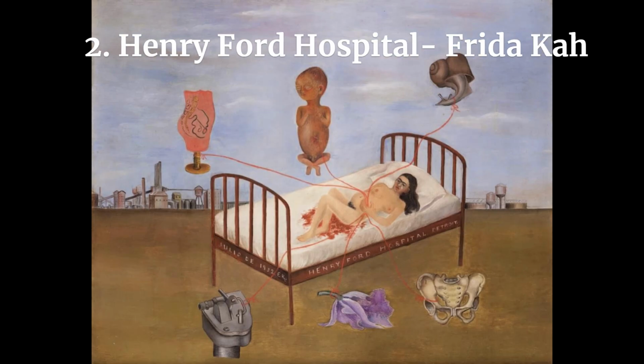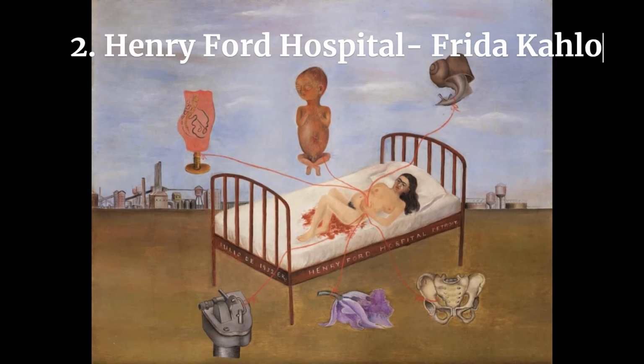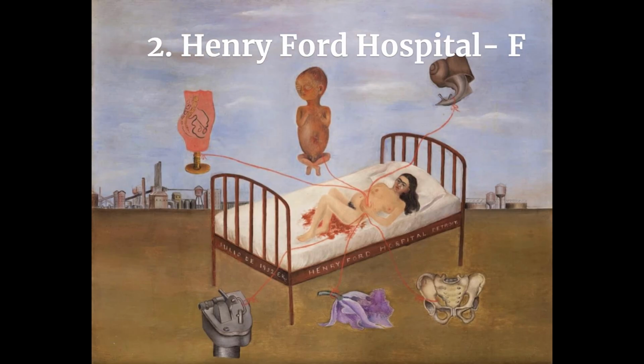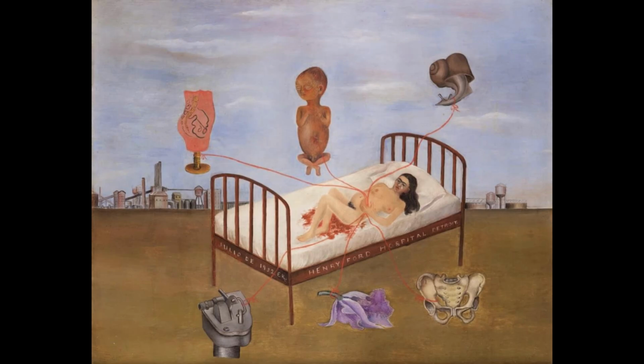2. Henry Ford Hospital, Frida Kahlo. This oil painting from 1932 is one of Frida Kahlo's most intimate biographical works. It portrays her devastating experience of delivering a stillborn male fetus at Henry Ford Hospital in Detroit when she was about 3.5 months pregnant. The loss was linked to the lingering aftermath of a catastrophic traffic accident years earlier in which her pelvis had been shattered.